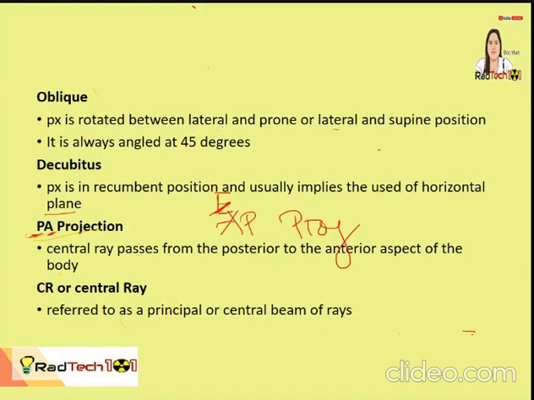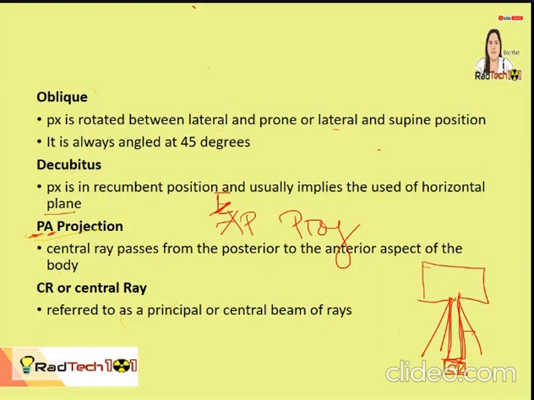Another term is central ray or CR. It refers to the central beam of the X-rays. So for example, if this is the X-ray tube, these are the X-rays, the central ray is here at the center. That is the central ray. This is a very important part that you should be familiar with during the positioning of the hand, of the skull. You will need to memorize where the central ray goes for that.